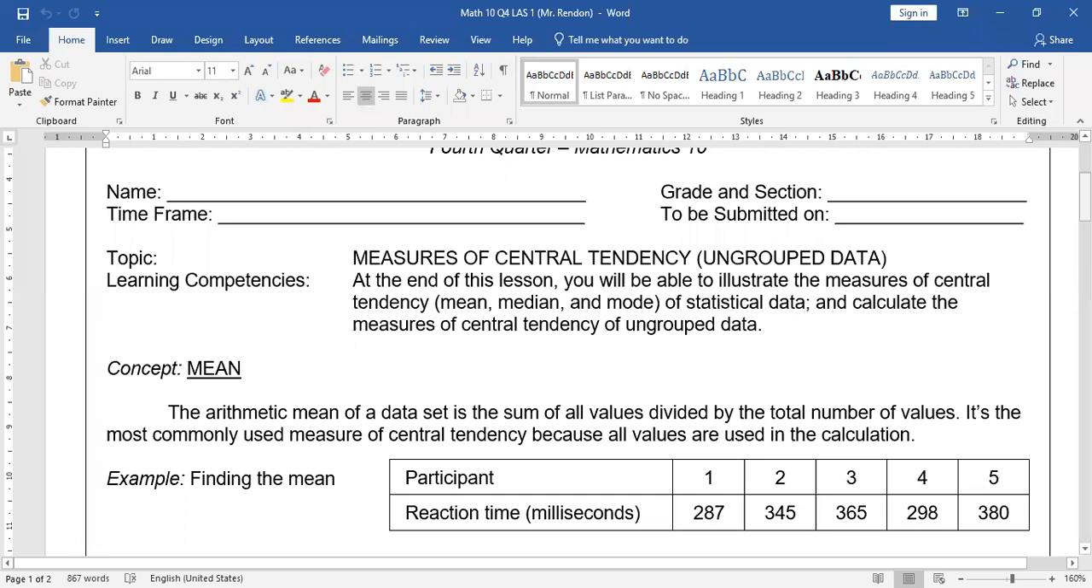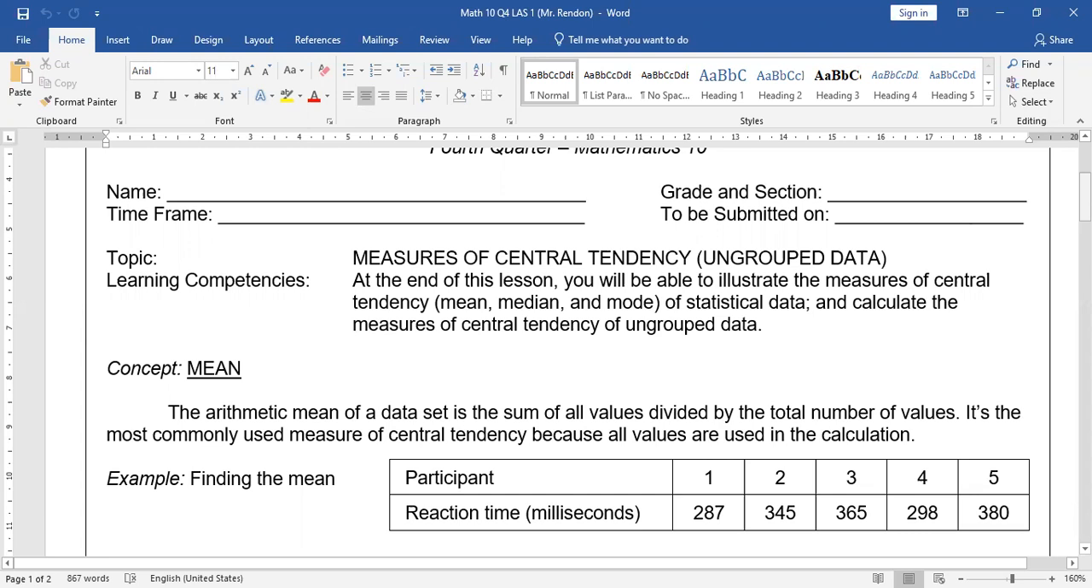The arithmetic mean of the data set is the sum of all values divided by the total number of values. So, in simpler terms, we add all the scores and divide it by the number of scores, kung pira ka bilog. Now, it's the most commonly used measure of central tendency because all values are used in the calculation, meaning all the numbers will be considered. You will determine later kon ngaa indi reliable si median kag si mode. With mean, you are sure because all values are considered from the smallest up to the highest score. Tanan sanda gin consider.